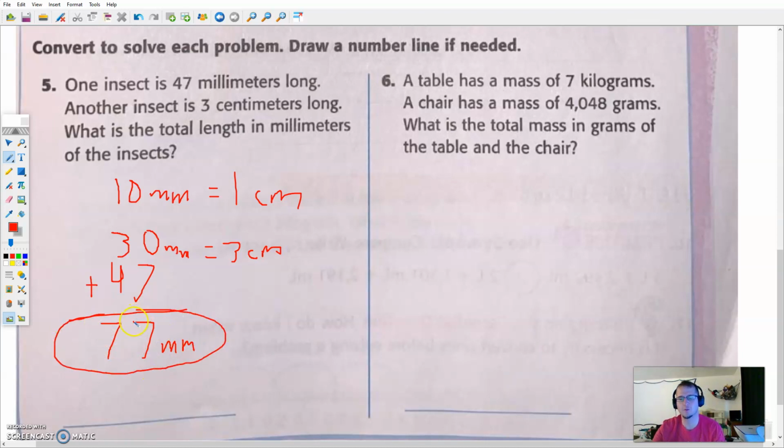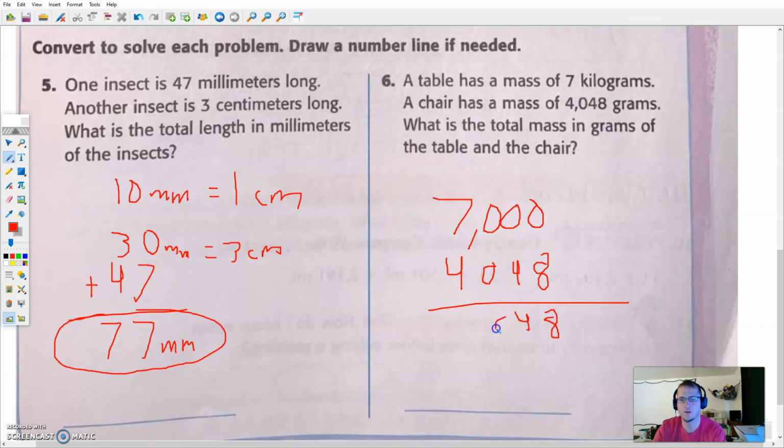I've got about 1.5 minutes to wrap this up, so I'm just going to quickly go through this one. A table has a mass of 7 kilograms. We're converting that to grams because the chair's mass is 4,048 grams. So 7 kilo, remember kilo means 1,000, is 7,000 grams. And it says what is the total mass of those? That's going to be 11,048, because the total mass tells us that we want to know what those are all together.